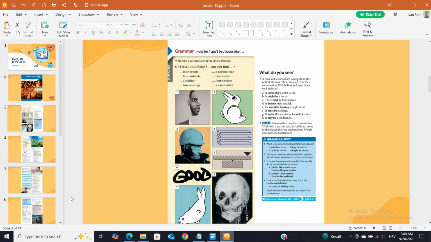3. Compare the sentences in A and B. After look like, do we use an adjective or a noun? A. It looks like a rabbit to me. You look like your mother. B. It doesn't look parallel. You look hot and tired. 4. Look at the example of be plus ing. This is the continuous infinitive. He could be looking at me. Which 2 other examples did you hear in the conversation? Grammar reference 10.1 to 10.2.